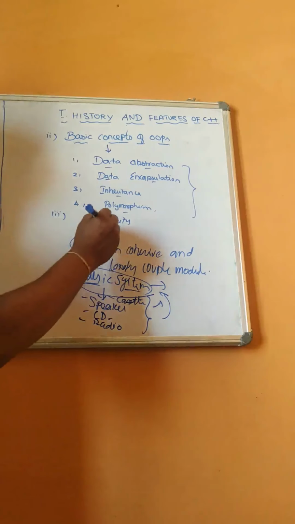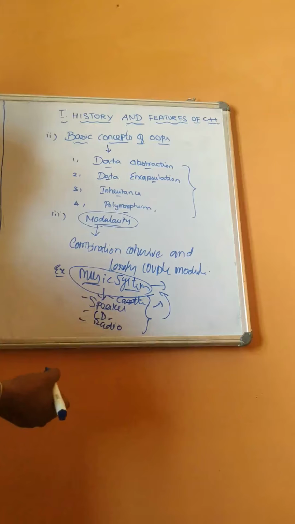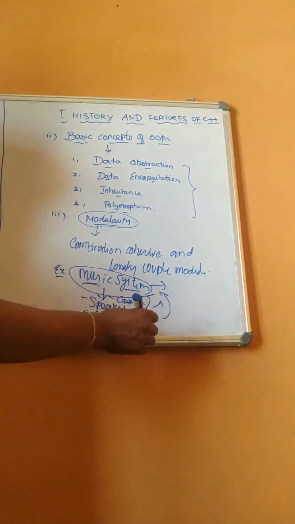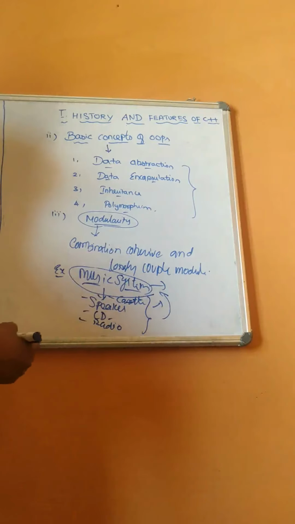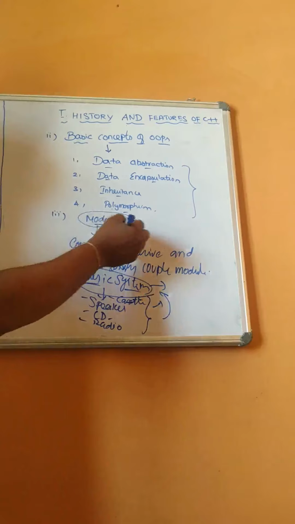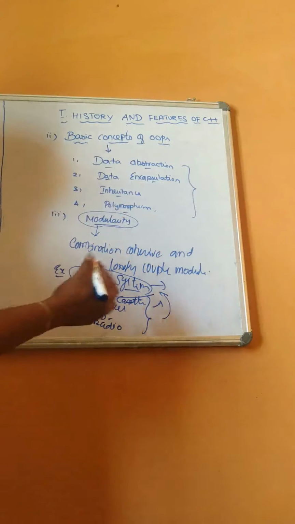So this is called modularity. A combination of cohesive and loosely coupled models, we call it modularity. The example is the music system. All these loosely coupled models will be combined together to form a music system. So this is the explanation of modularity, and the video we saw before was the basic concepts of OOPS.